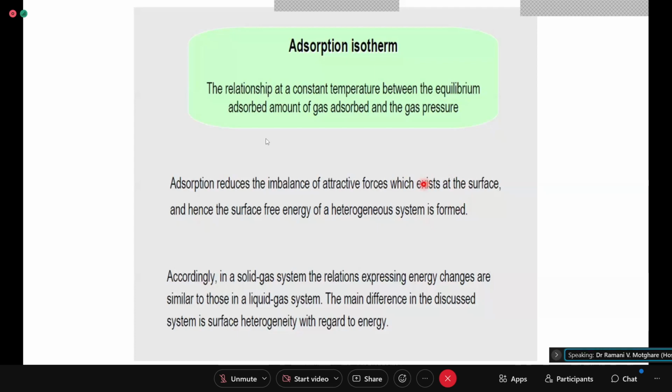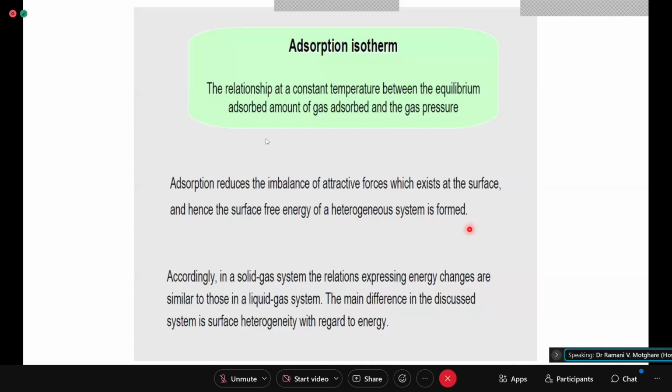Okay, so that is why your x-axis will always be either CE or PE. PE or CE means equilibrium pressure or equilibrium concentration. Then adsorption reduces the imbalance of attractive forces which exist at the surface, and hence the surface free energy of a heterogeneous system is formed.